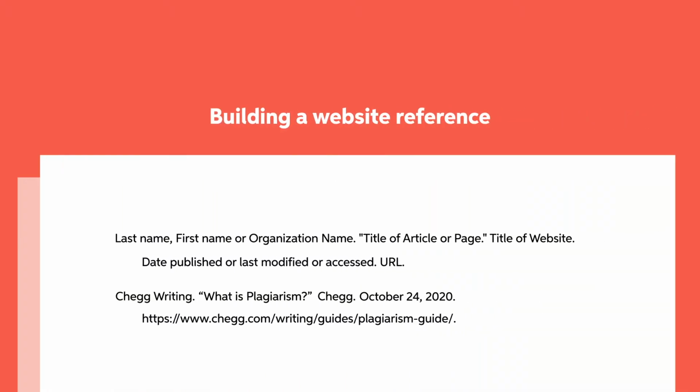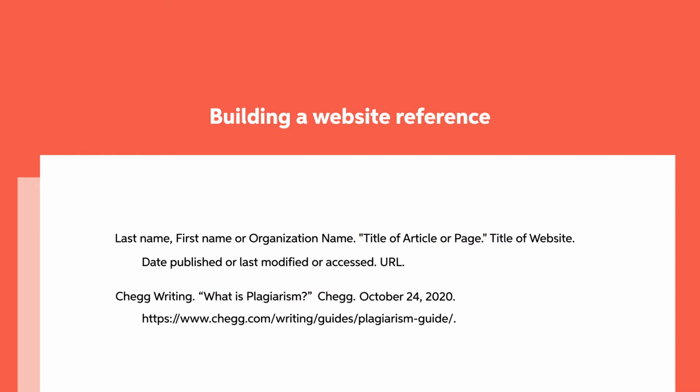With all your information in hand, you'll build the reference in your bibliography this way. Start with the last name of the author, followed by a comma, then the first name, and then a period. If you couldn't find the author's name, don't worry. Just start the citation with the title of the page or article. Speaking of which, after the author, list the title of the page or article in quotation marks.